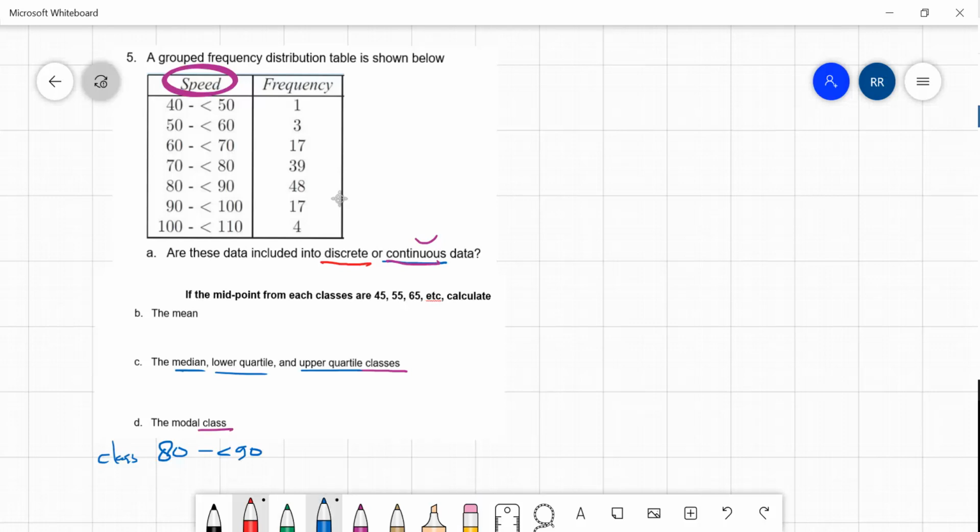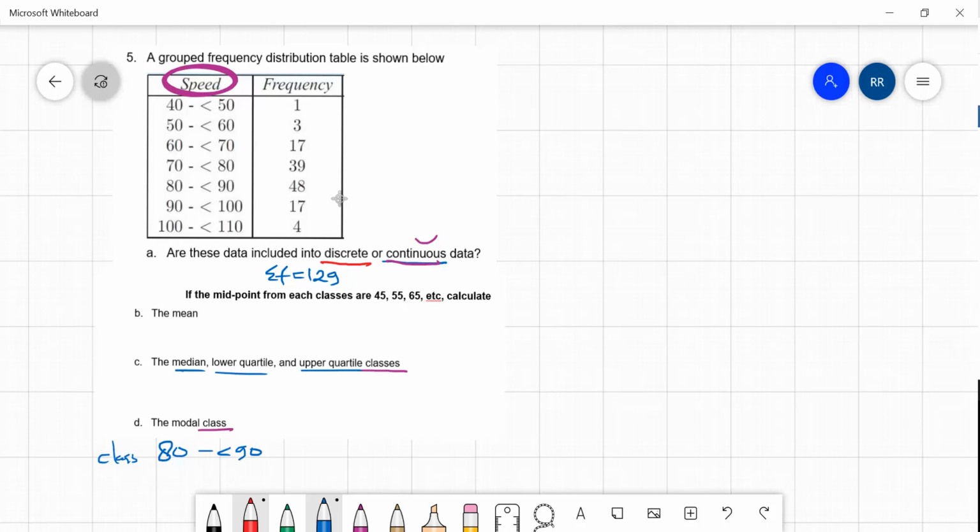So the sigma f, sorry guys, I'm going to put it here a little bit down because I don't have any space there. Sigma f is going to be equal to 129. It means that I have 129 data. Okay, we're going to use that to calculate the mean and also to find out where the median, lower quartile, upper quartile classes are.